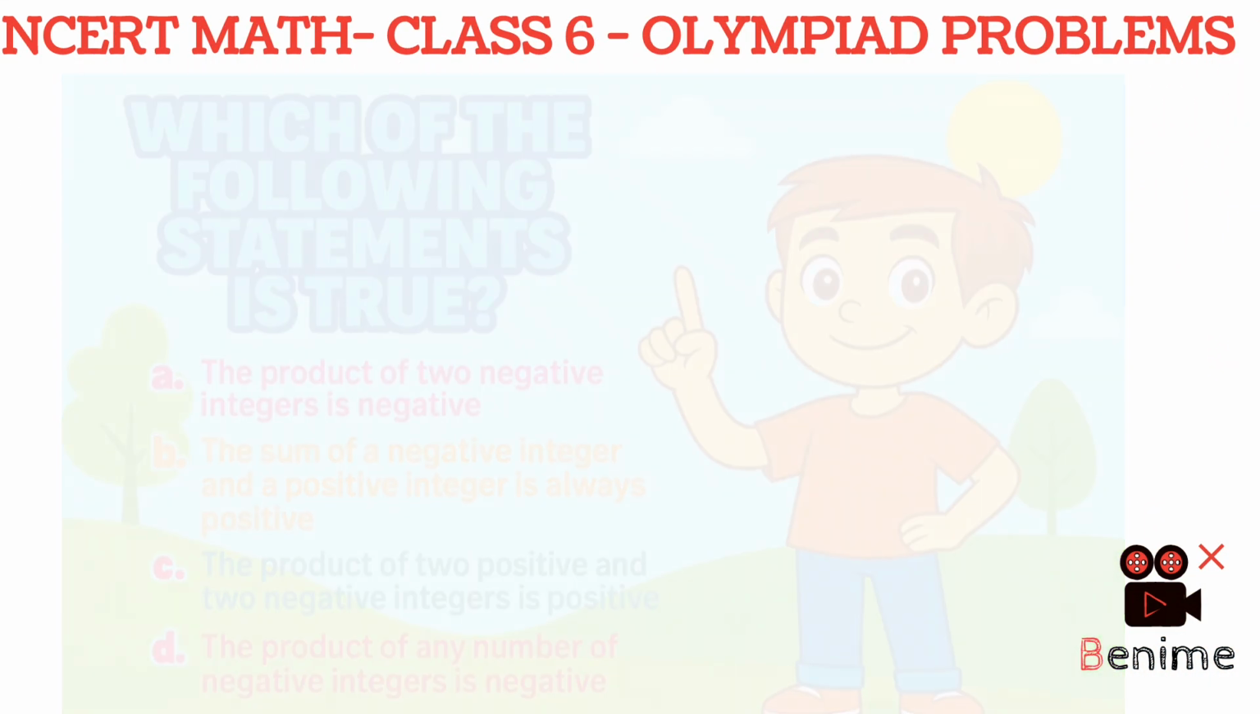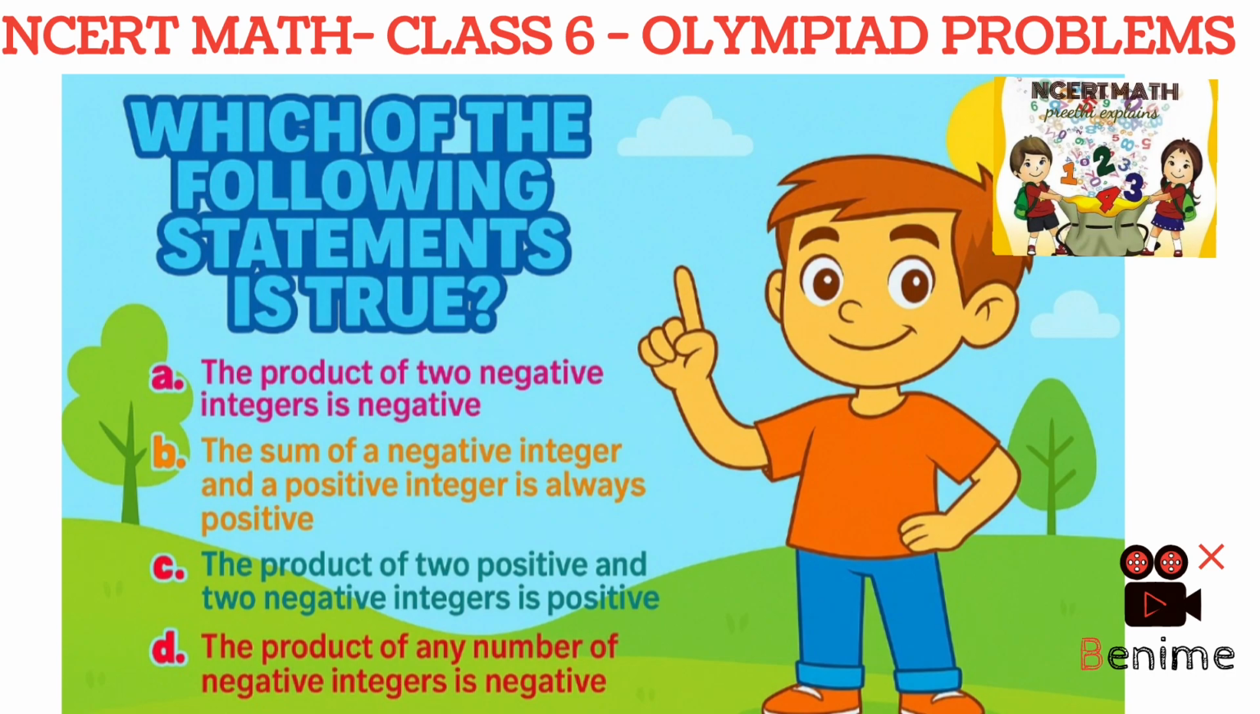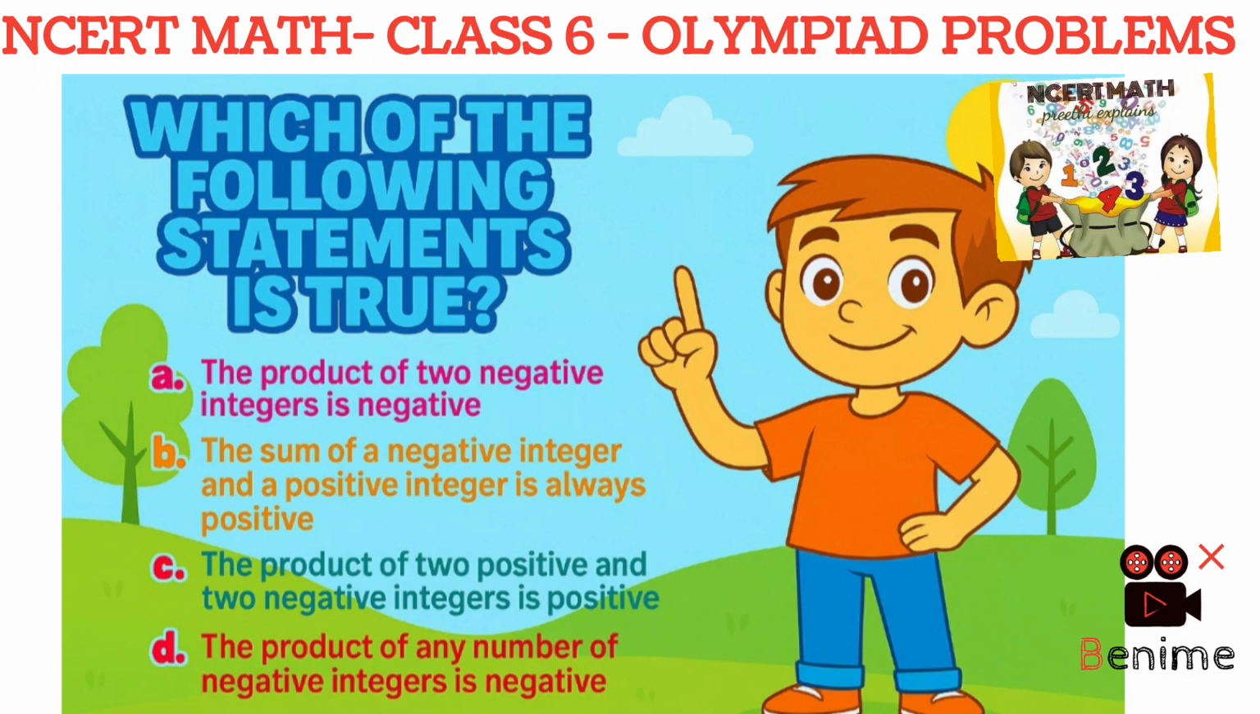Today we are going to see Olympiad problems. Which of the following statements is true? Statement A: The product of two negative integers is negative. B: The sum of a negative integer and a positive integer is always positive. C: The product of two positive and two negative integers is positive. D: The product of any number of negative integers is negative.